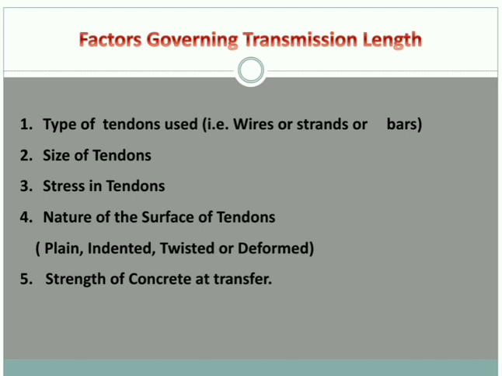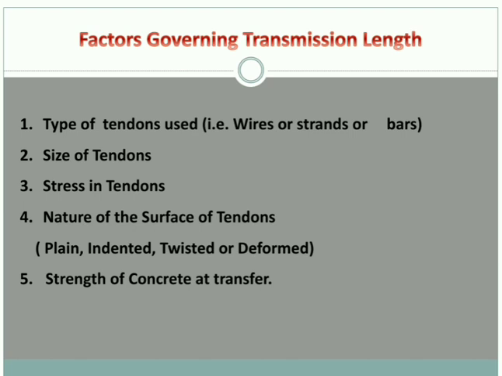Then is the nature of the surface of tendons. This plays a very important role. So the nature of the surface can be plane, indented, twisted or deformed. In case of twisted and deformed, we can achieve a higher bond strength as compared to the plane reinforcement or the plane tendons. So if you have higher stress and you want to minimize the transmission length, it is better you go for twisted or deformed tendons.